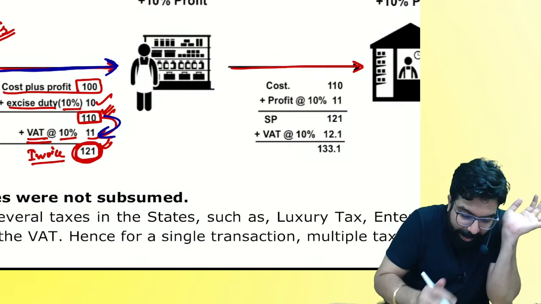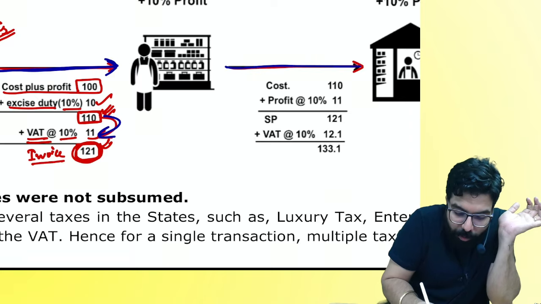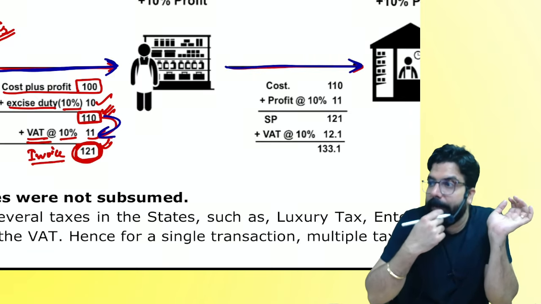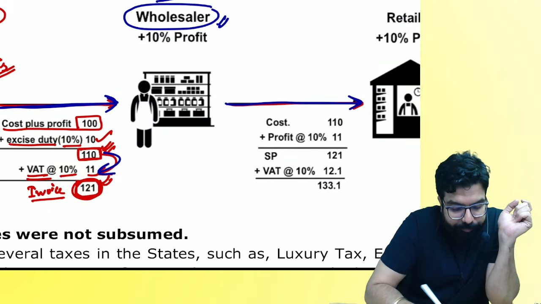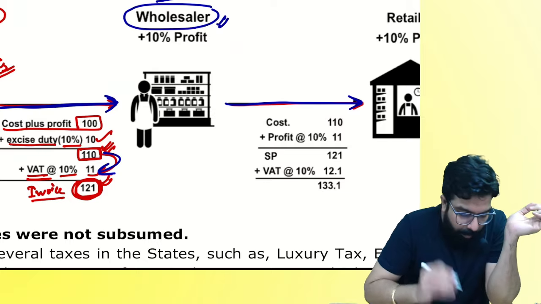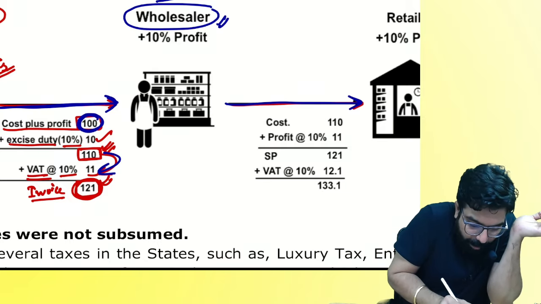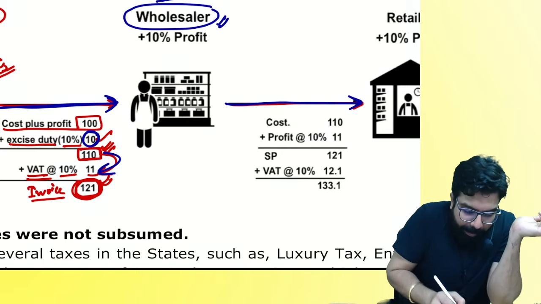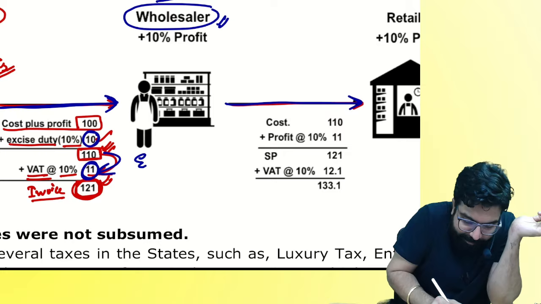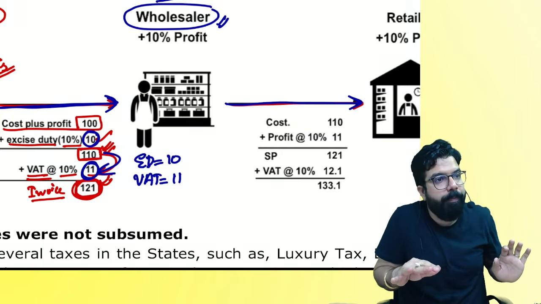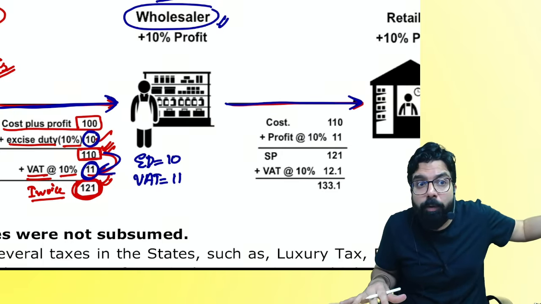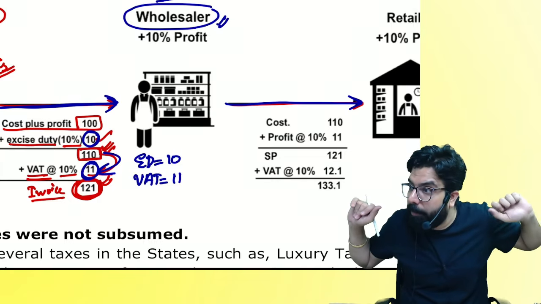Yes. Now, when he bought the goods, he will go ahead and sell it further to the retailer. Can you tell me what is the cost of the wholesaler? See, 100 rupees he bought the goods. 10 rupees he paid excise duty. 11 rupees he paid VAT. That is not to be paid by him, no. Ultimately, it has to be paid by whom? Consumer. Do you guys agree with me?